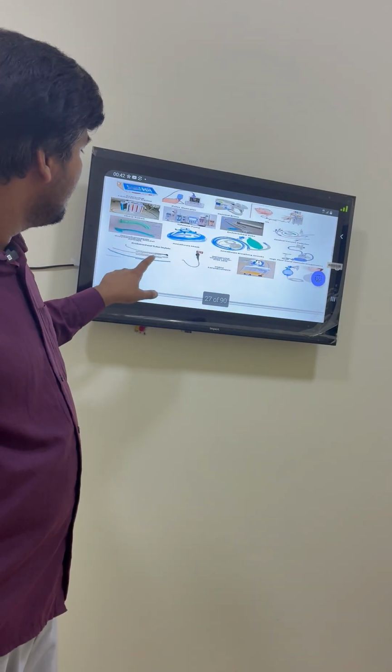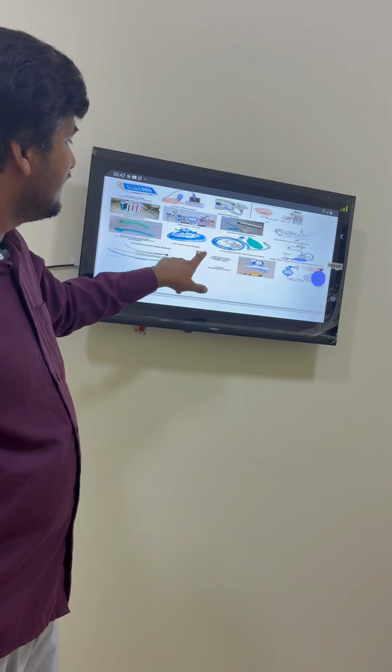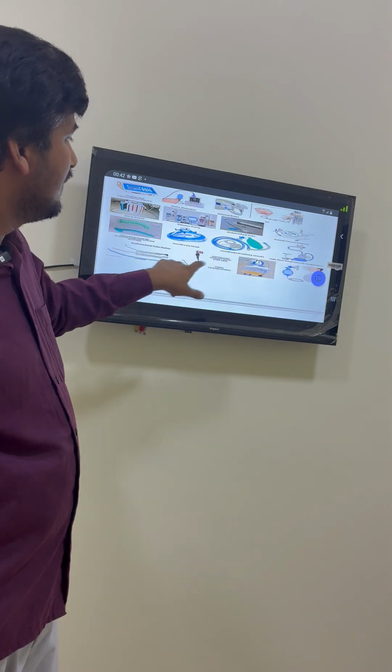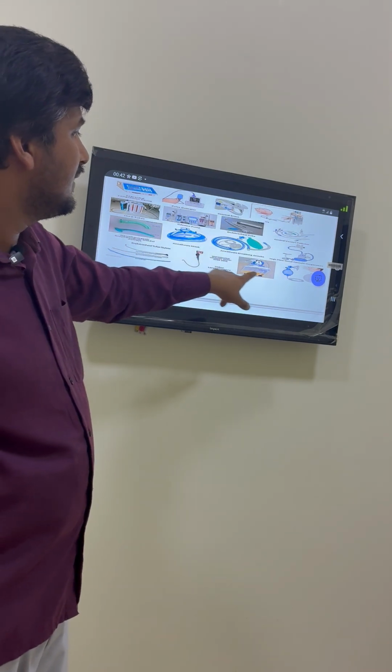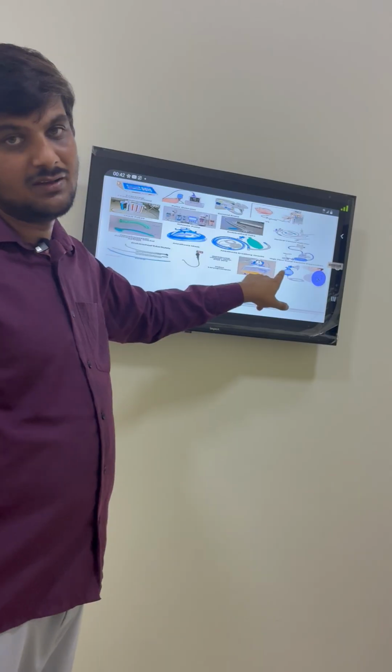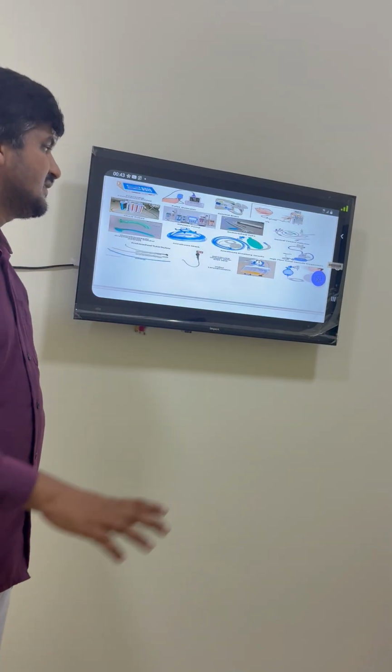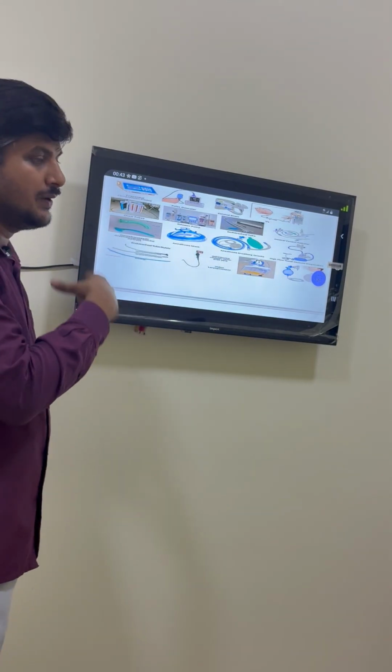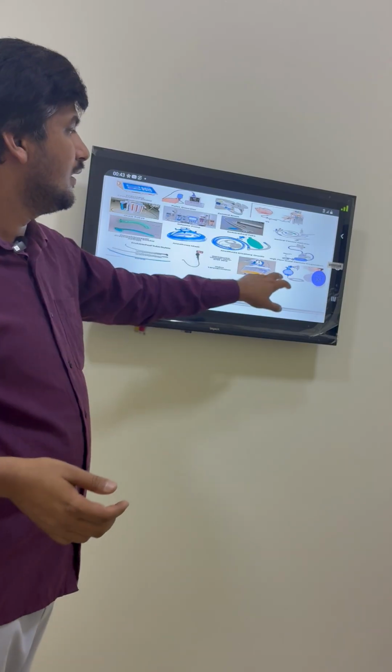Then you can see the endotracheal tubes of different sizes, and then the bronchoscope, and the indwelling catheter. And this is one of the things, the Ambu bag. This is the best thing to revive the patient for intubation, and we are using it.